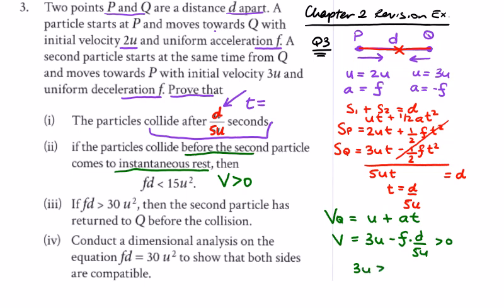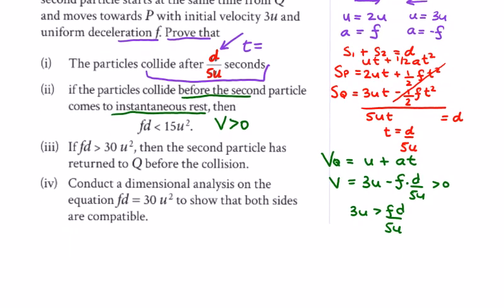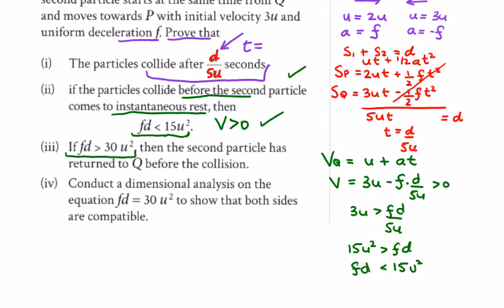So 3u will have to be greater than fd over 5u. And if we cross multiply, we get 15u squared is greater than fd. And they want fd less than, so we just reverse it around. That would mean that fd would be less than 15u squared, which is what they're looking for up here. So that's part 2 correct, part 1 correct, and part 3: if fd is greater than 30u squared, then the second particle has returned to Q before the collision.